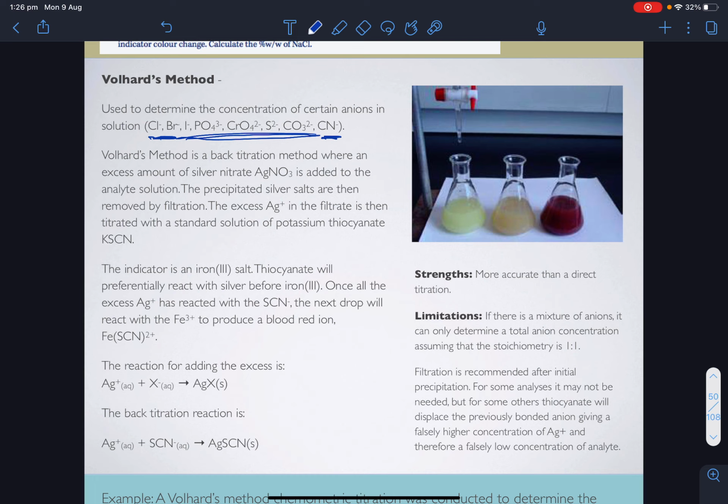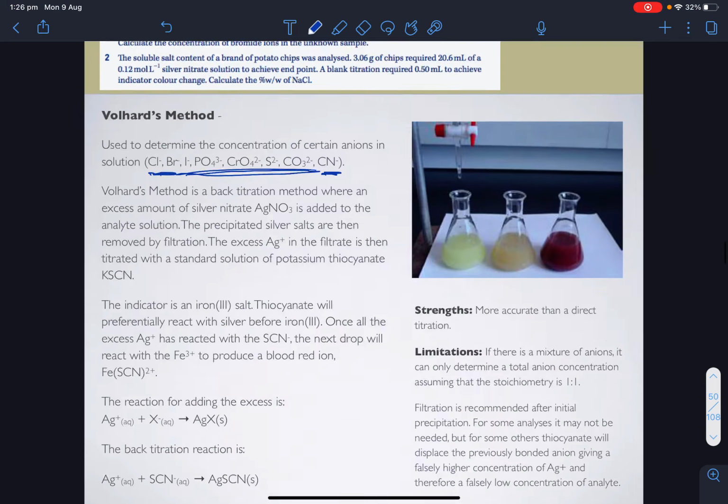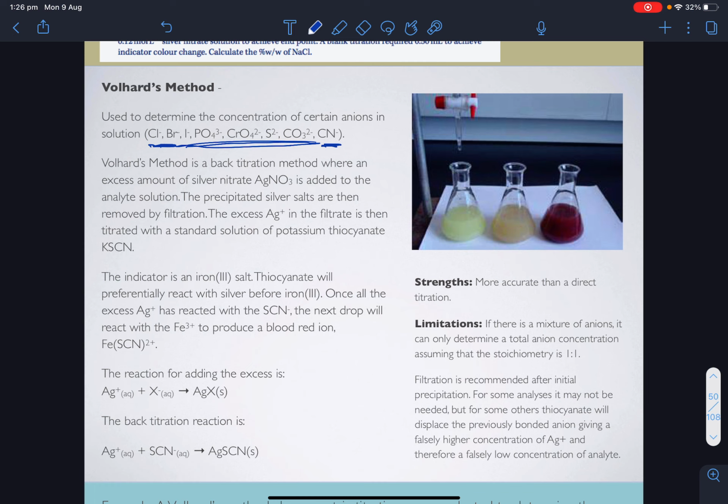Okay, so Volhard's method is similar to Moore's method, but it's a back titration instead. Here we're dumping in a whole lot of silver nitrate, or putting in excess silver plus, and then after that initial reaction's gone through, we're titrating against the excess silver plus.